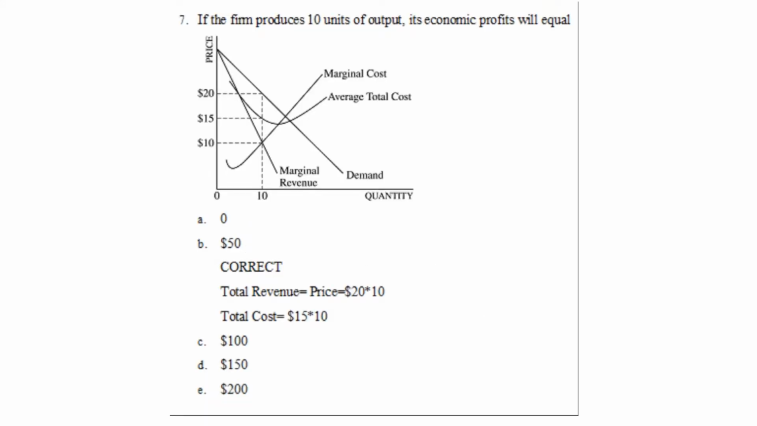So if the firm produces 10 units of output, its economic profit will be equal to, and B is correct, it's obvious. So if we look at the quantity equals 10, the price along the demand curve is 20. So total revenue equals $20 times 10. If we look at the total cost at the quantity of 10, the total cost is 15. So the total cost is 150, which is $15 times 10. So the total revenue is equal to $200 minus the total cost, which is 150. The correct answer is $50.